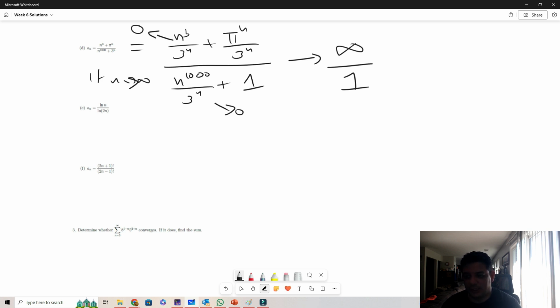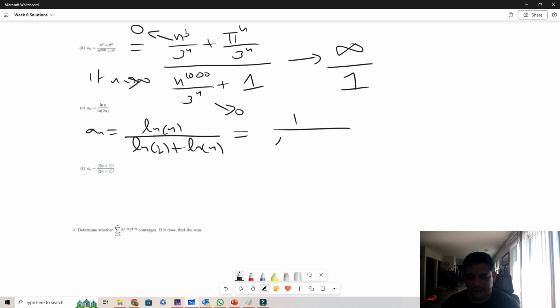Now in E, what we do is we use a little bit of the properties of the log, and we see a_n as log of n times log of 2 plus log of n. And so we can divide by log of n to simplify a little bit how this looks like, and we're going to get this. And now when n goes to infinity, then you can see that this term goes to 0 and everything else goes to 1.